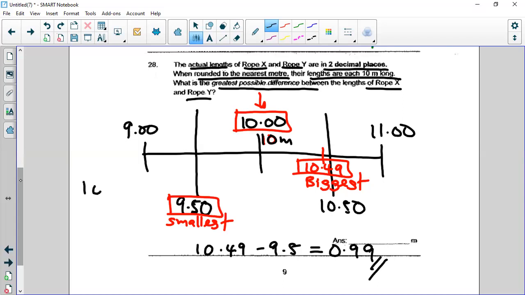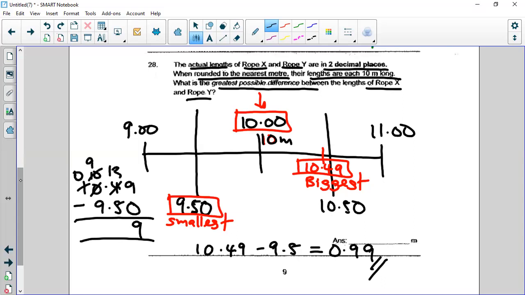For those who are not sure how to subtract, you will need to do something like this. Put a 0 in the blank space, and then you subtract. 9 minus 0. 4 cannot minus 9, so you borrow from 1, because 0 cannot borrow. So 1 becomes 0, and this will be 9, 14. That's how you get 0.99. I think you know how to do all this, so I will just run through quickly. Okay, let's go to the next one.